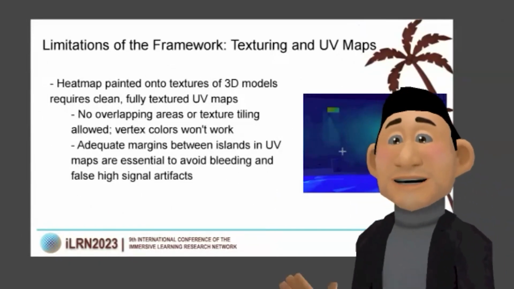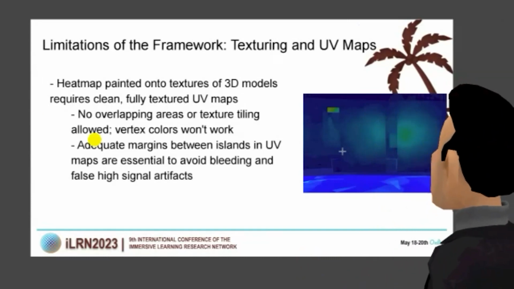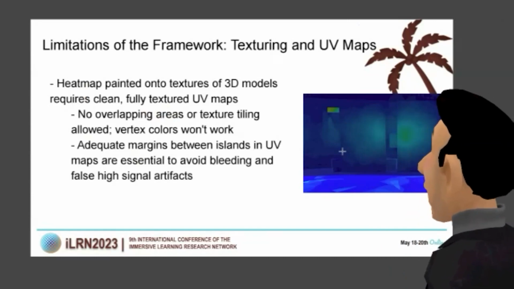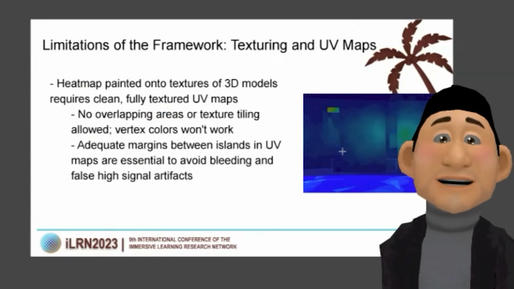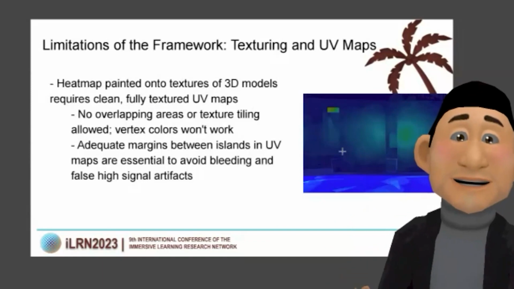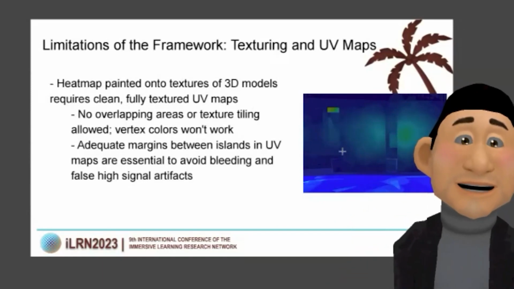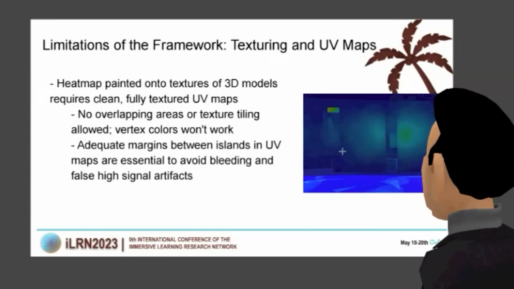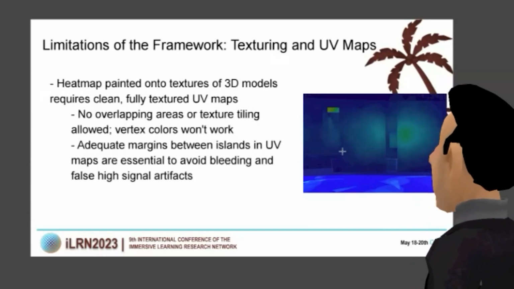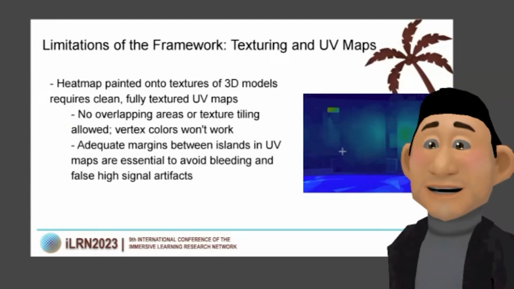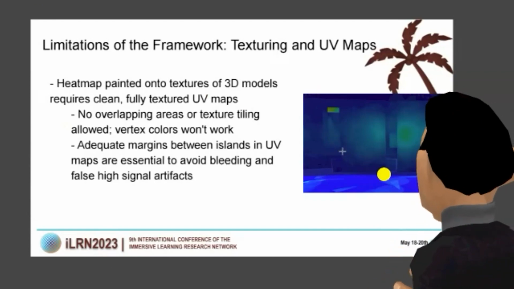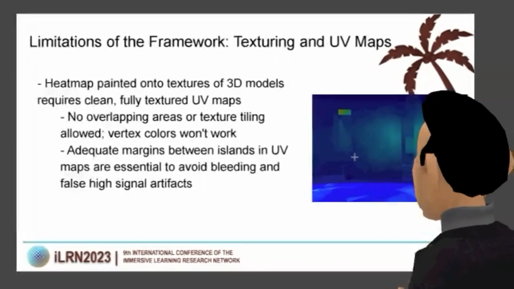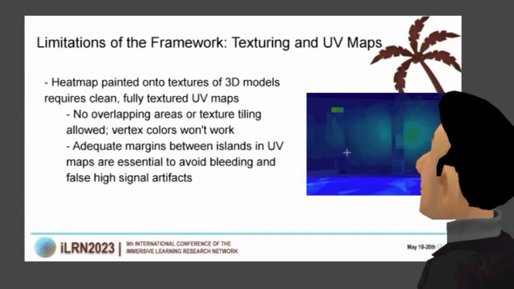Now let me explain a limitation of this framework. The heat map painted on the texture of the 3D models requires clean and fully textured UV maps. That means no overlapping areas or texture tiling allowed, and vertex colors won't work. Adequate margins between islands in UV maps are essential to avoid bleeding and false high signal artifacts. You can actually see the artifacts here and here because the UV wasn't perfect enough in this 3D model.